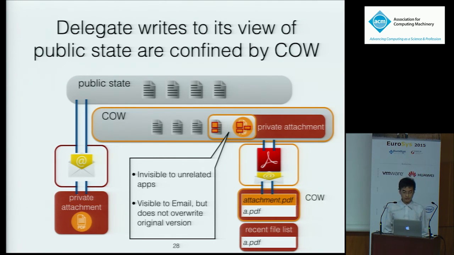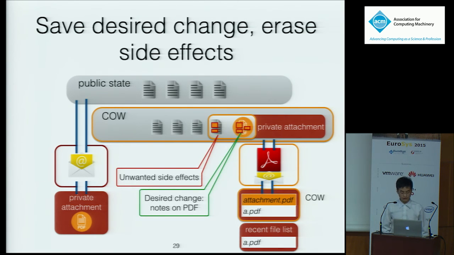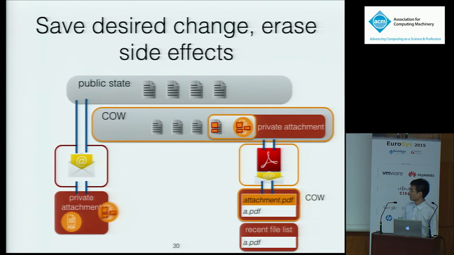On the other hand, the delta data is visible to the initiator email, but it doesn't directly overwrite the original version. So consider a natural use case where the user actually wants to save some desired changes in the delta data, such as some notes taken on the PDF file. But everything else in the delta data is considered side effects that the user doesn't want to keep. To support this use case, the initiator can simply save this edited PDF file. And after that, it can erase the entire delta data.